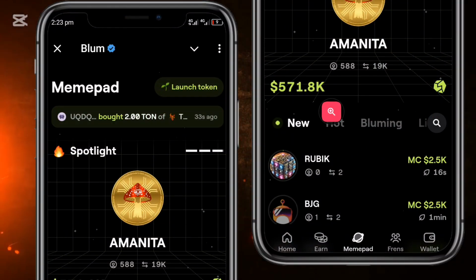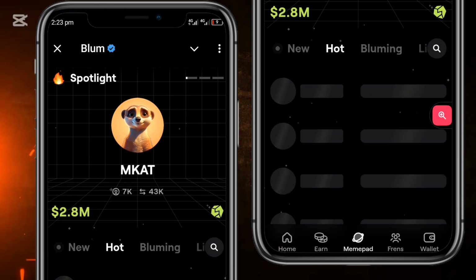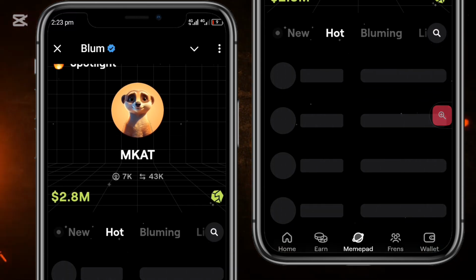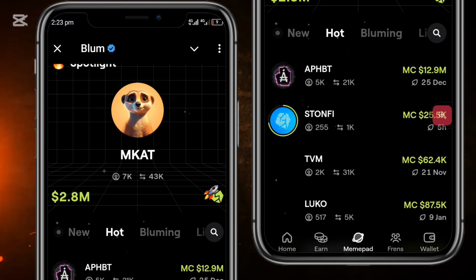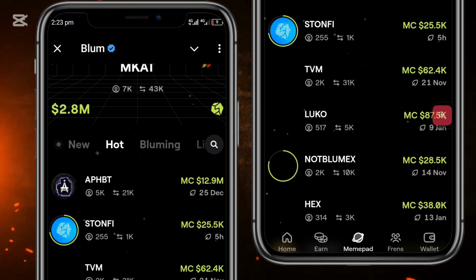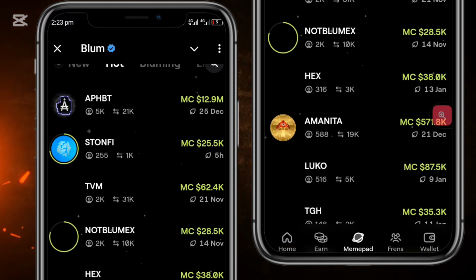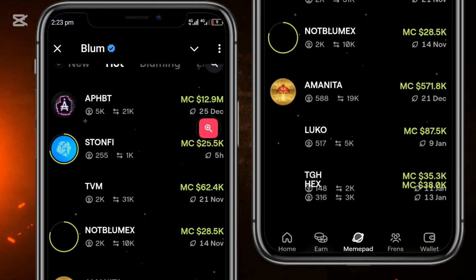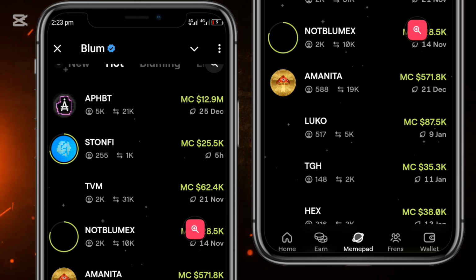Now, the next thing we have right here is Odds. When you click on this Odds, you're going to see coins that are currently doing well on the Blum Memepad, that you can go ahead and trade. These are the coins that are doing well, and if you look at the date that they were created, you can see 25 December. This one was created 5 hours ago, but it's already doing well. This one was created 21st November.